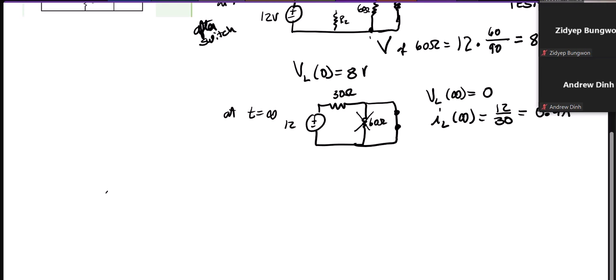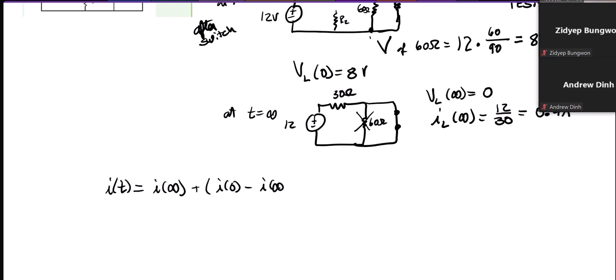Now I want to find an expression for the current at any time t after t equals 0. And so I of t equals I at infinity plus I of 0 minus I at infinity, e to the minus 1 over tau times t. I have I of 0, I have I at infinity. So I at 0 was 0. I at infinity was 0.4.